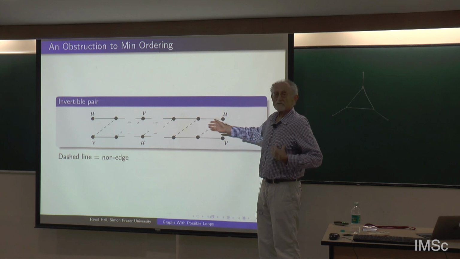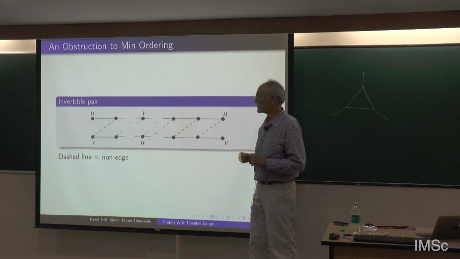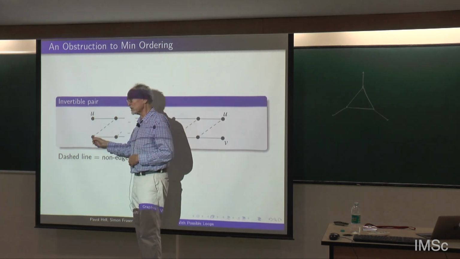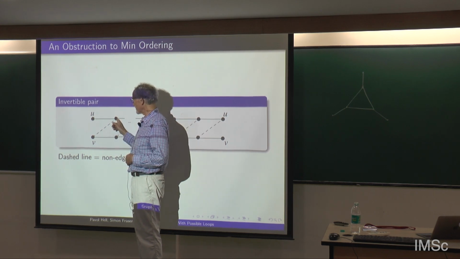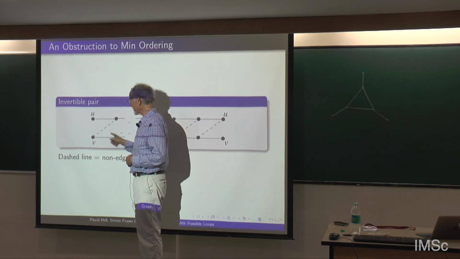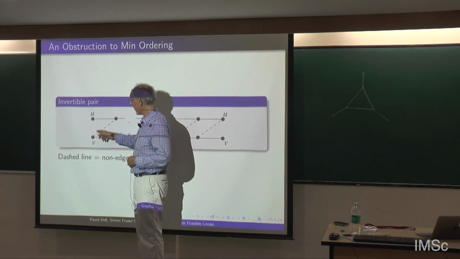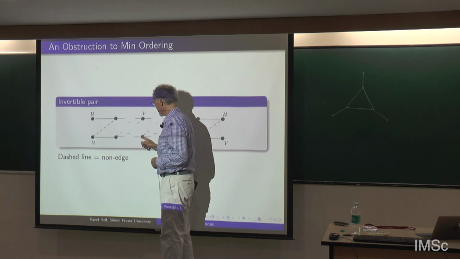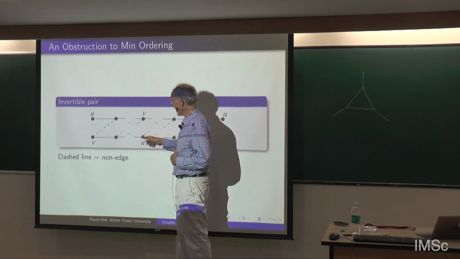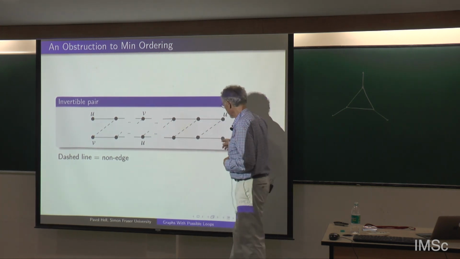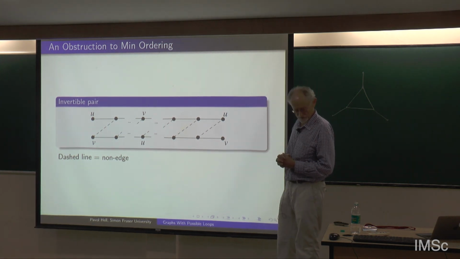I claim that if you have an invertible pair, then you cannot have a min ordering, because suppose in the min ordering v is ordered before u, then this vertex must be ordered before that vertex. Otherwise, there would be two edges crossing with the bottom edge missing. So if v is below u, then this is below that, then u is below v. Well, that's a contradiction. But maybe u is below v. If u is below v, and so on, then v is below u. That's also a contradiction. So there is no min ordering for this graph.